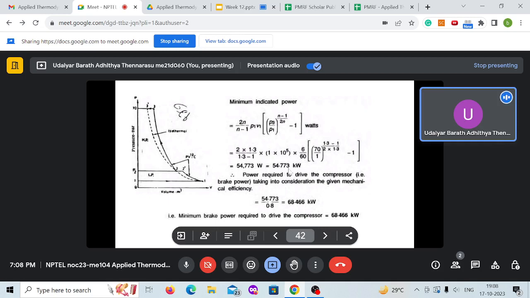Since we are given that mechanical efficiency is 0.8, the power required is 54.773 divided by 0.8, which will come out to be 68.466 kilowatt. So the minimum brake power required to drive the compressor is 68.466 kilowatt.